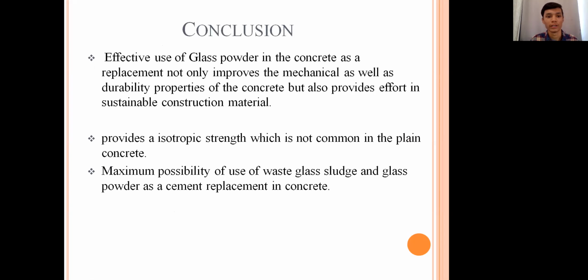The next is the conclusion. At last, the effective use of glass powder in concrete as a replacement not only improves the mechanical as well as durability properties of the concrete, but also provides an effort towards sustainable construction material. It also helps build green development in the civil engineering field. Further, it provides an isotropic strength, which is not common in plain concrete. We can also find the maximum possibility of the use of glass sludge and glass powder as a cement replacement in concrete after researching this paper.